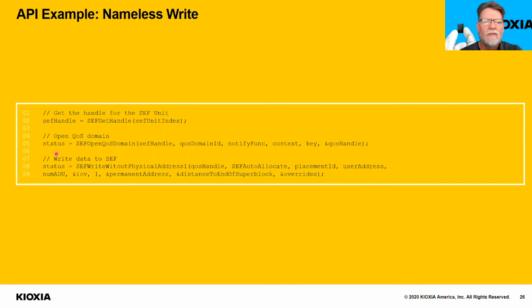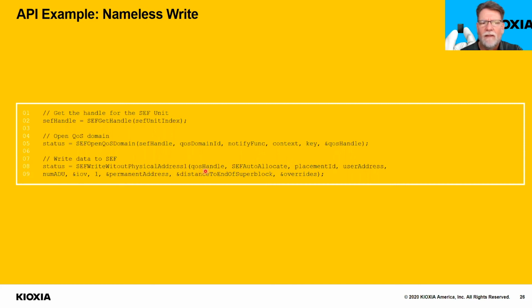Okay? This is all preparation work for the actual nameless write command down here, which is called SEF write without physical address. It should be noted that you have to get a handle to the device and open the QoS domain once at the start of your application, and then you can issue as many write commands as you want with the opened handle and QoS domain. So when you want to write to a QoS domain, you call write without physical address.